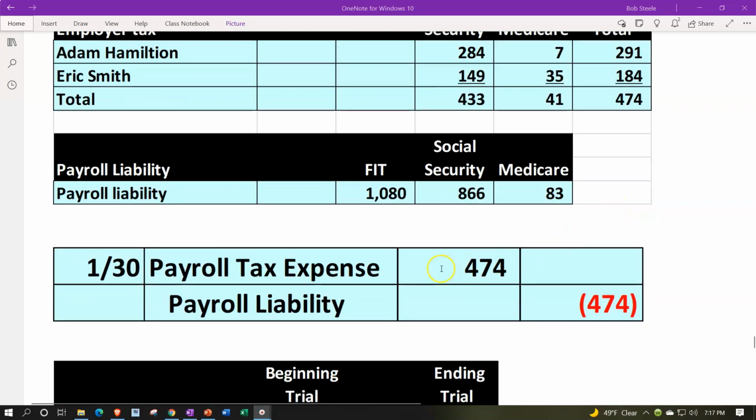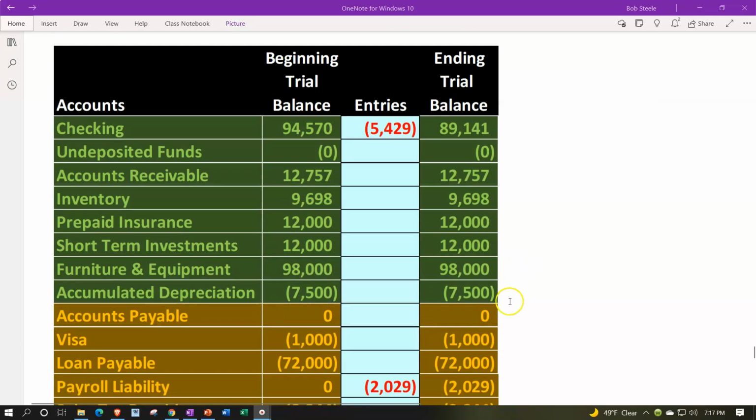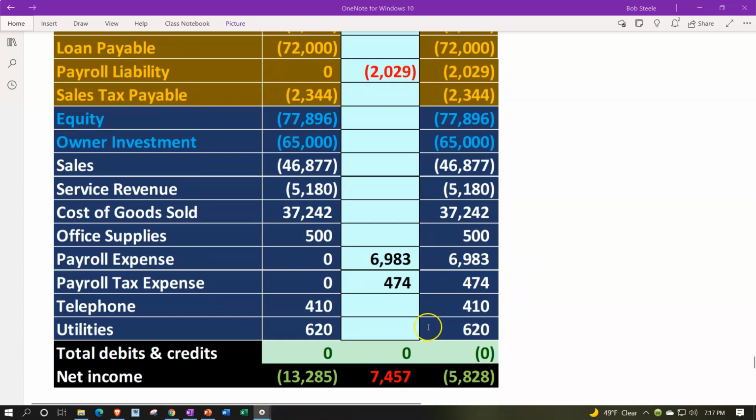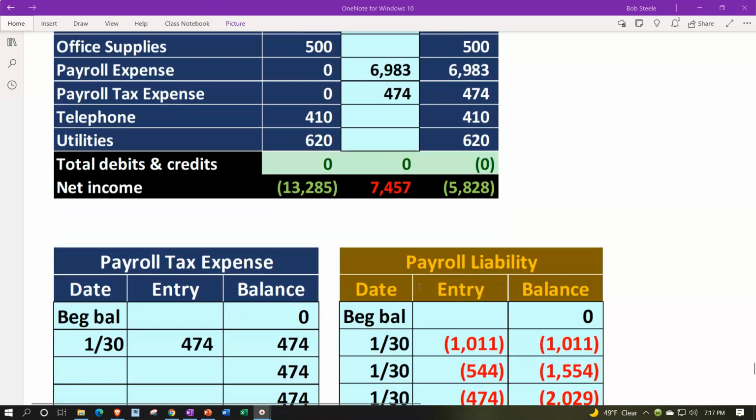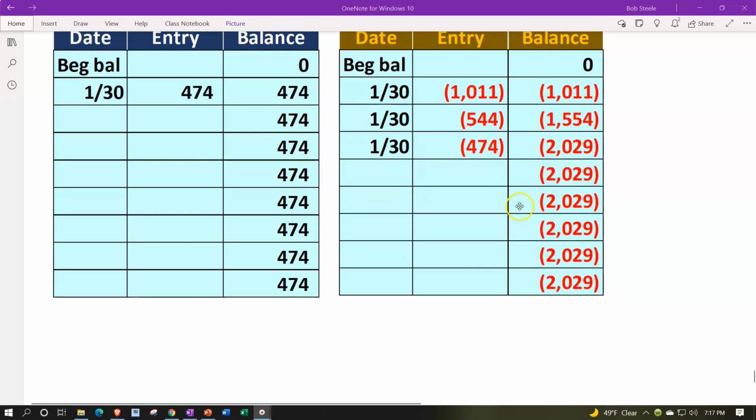And so then we've got the employer portion that we owe over and above. So that's going to be the payroll tax expense and a liability, no cash impacted. We're going to have to pay this at a later point in time. When we pay the other liabilities, that's going to decrease the liability. And then we'll have the payroll tax expense down below. The accounts impacted: payroll tax expense going up by the $474. The payroll liability was at $1,554, goes up by the $474 to $2,029.